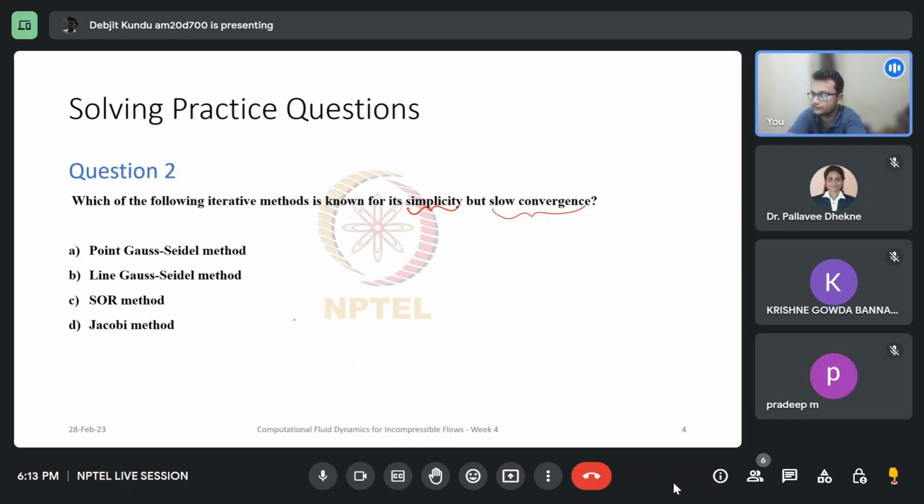Does anyone know the full form of SOR method? Anyone? Don't hesitate, you can take a guess. It's okay to be wrong. No issues. So SOR method basically means successive over relaxation method.